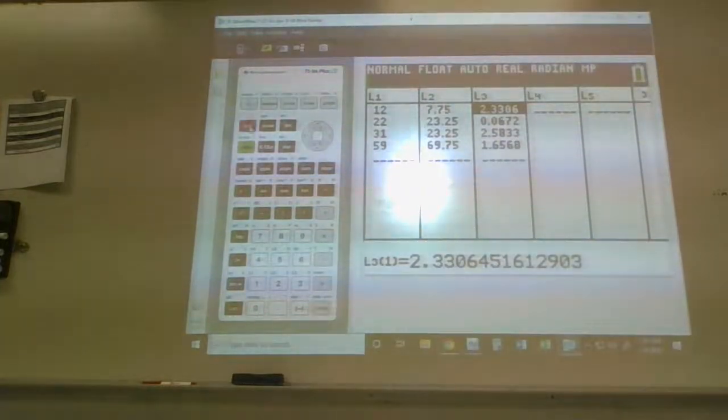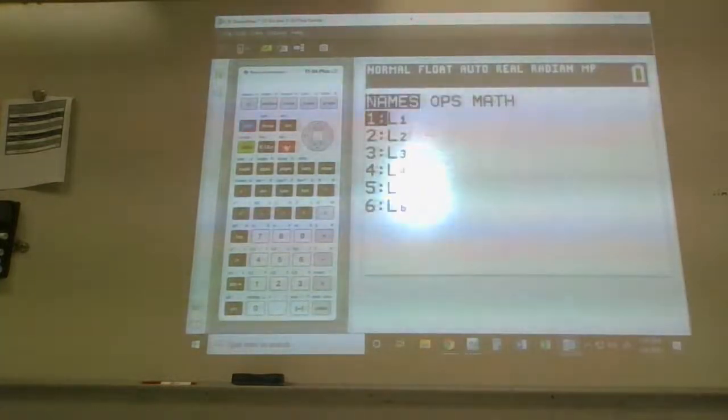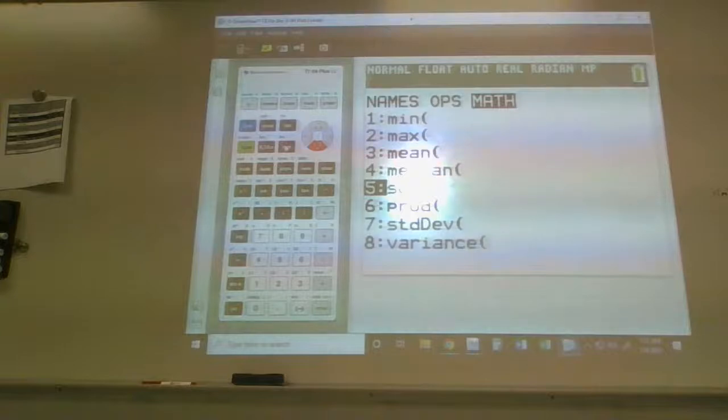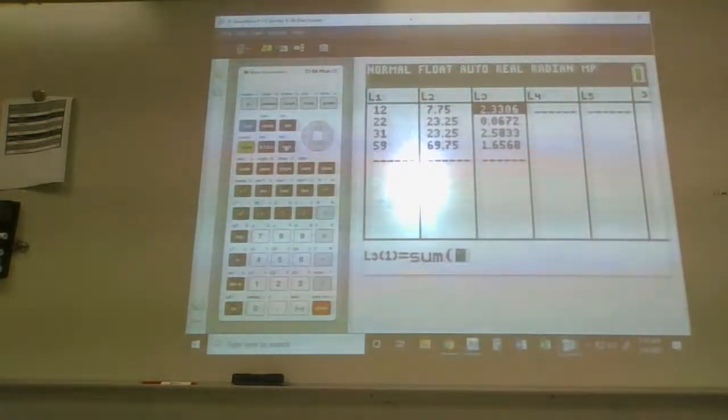If you hit second stat, and you tab over to math, you have the option to get a sum. Now, the calculator can be a little bit dicey depending on what the previous screen was. So let me see if this works, and then I'll explain. If it doesn't work, I'll explain why. Yep, it didn't work. And I'll tell you exactly why.